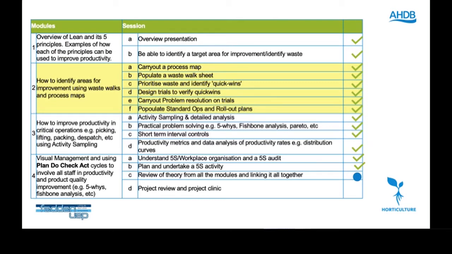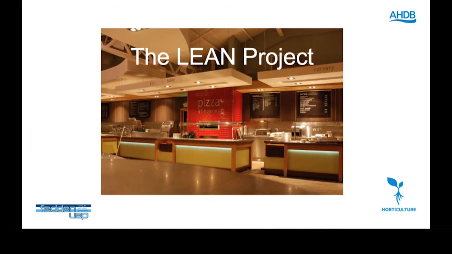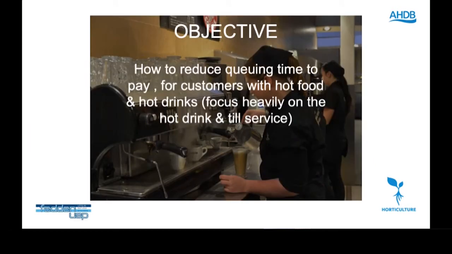Module 2 was basically all about process mapping and waste walks, and then what you do with those documents. We took you through a simple project. This was one from a garden centre. It's a really simple process, and we showed you this one because essentially it's something that everybody can relate to. And it was a hot drinks counter, and what they were trying to do was reduce down the queuing time on the hot drinks counter.